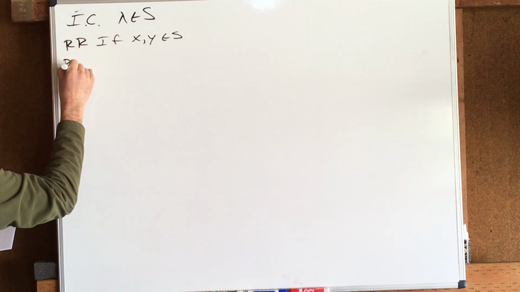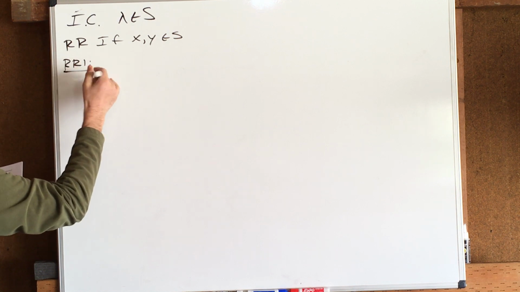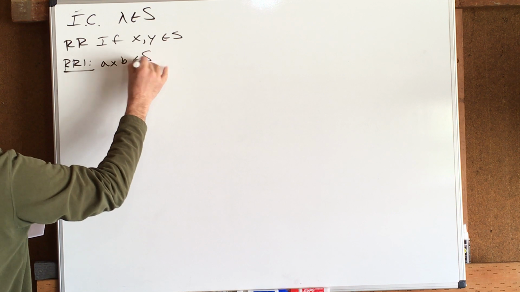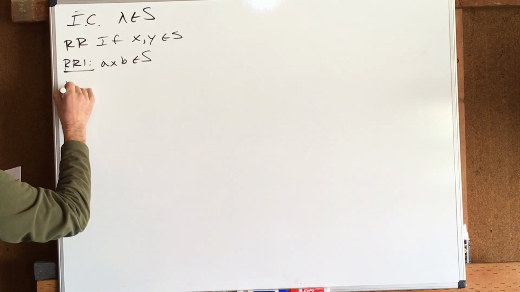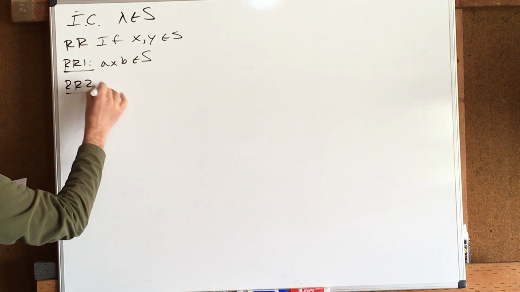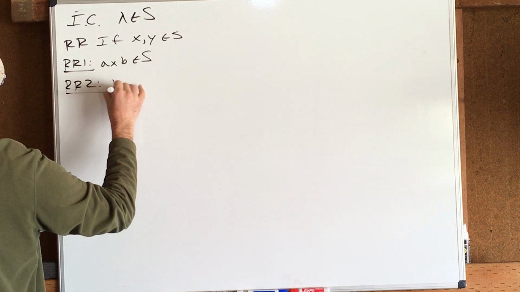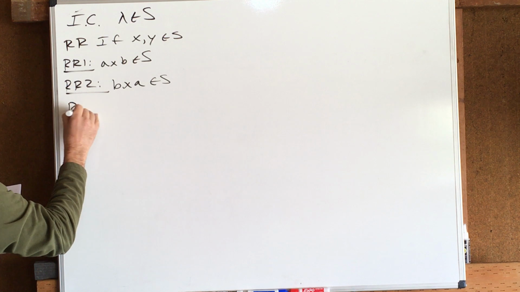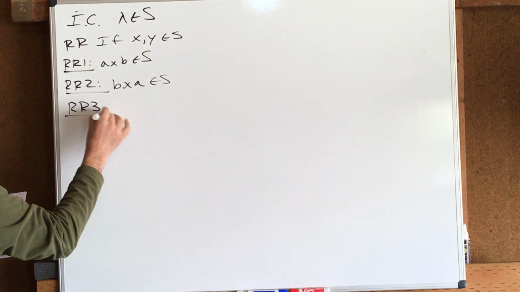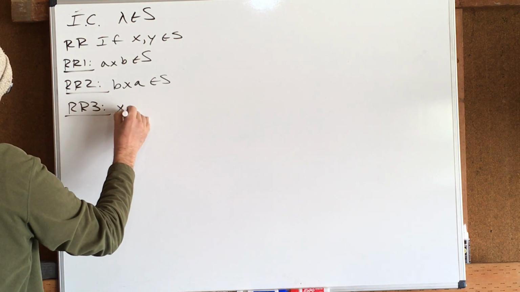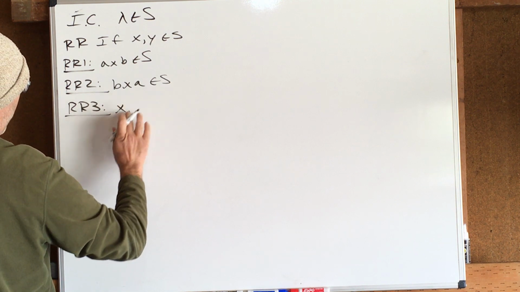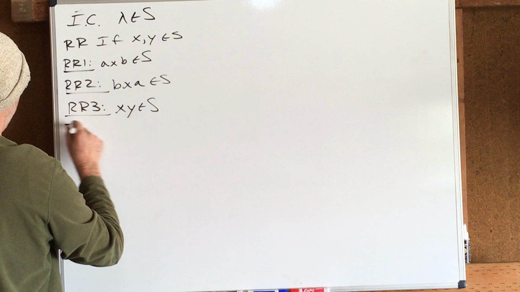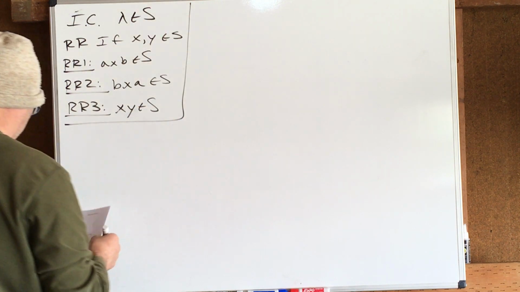We've got recursive rule 1, AXB is an S. Recursive rule 2, BXA is an S. Recursive rule 3, XY is an S.